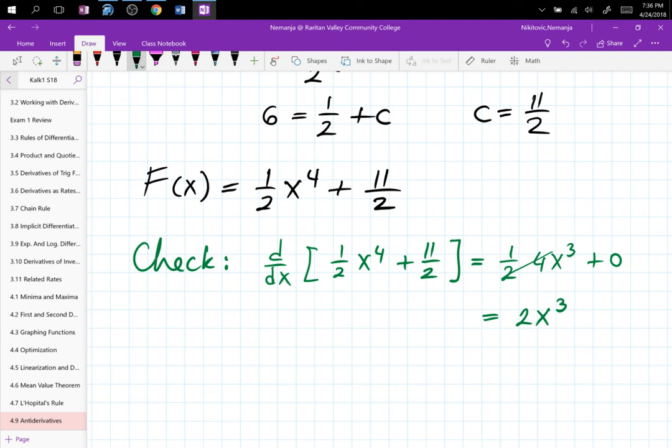And that's the end of 4.9. You just need to do 1,000 examples, and we'll continue talking about the integration next class in chapter 5.